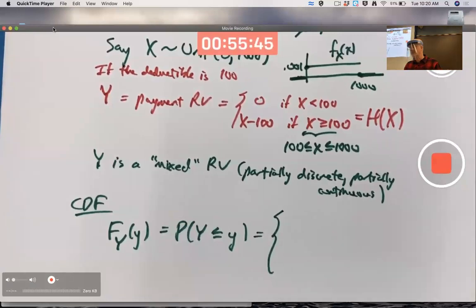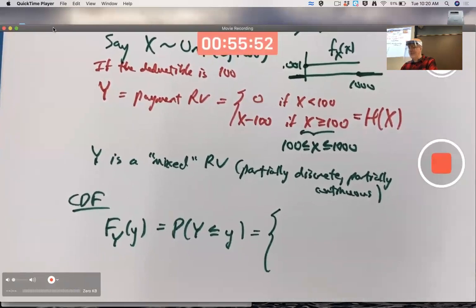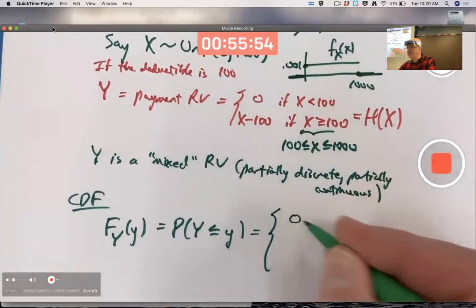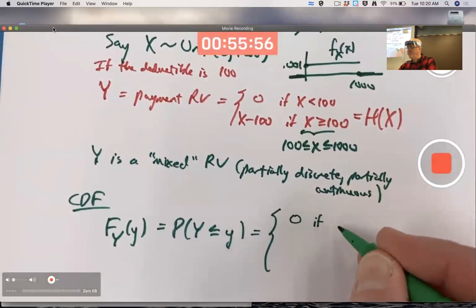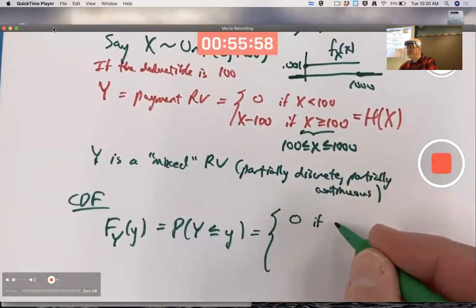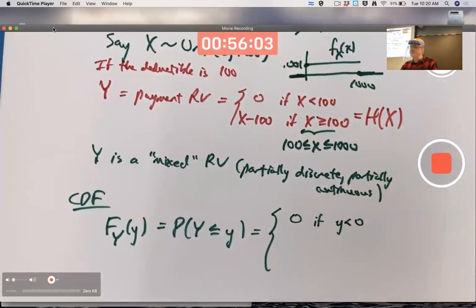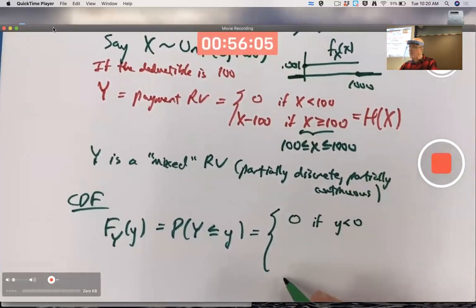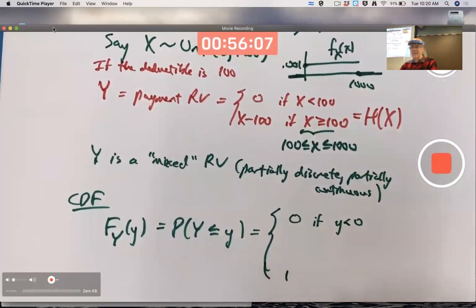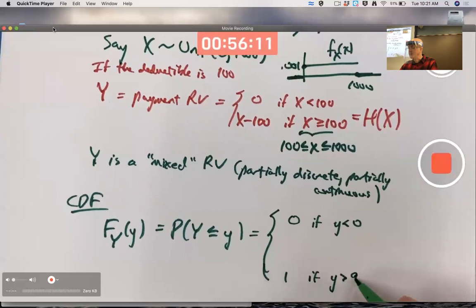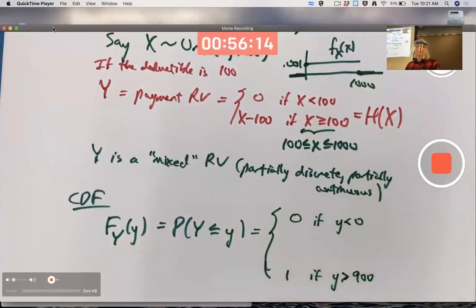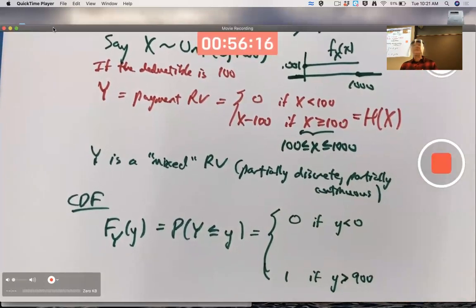But let's be extra thorough here. The CDF will equal zero if little y is strictly less than zero. It is going to equal one if y is strictly greater than 900. What's a little confusing is what goes in between.